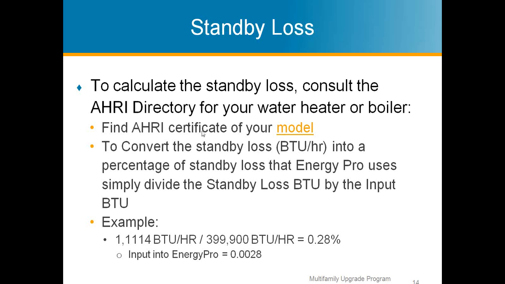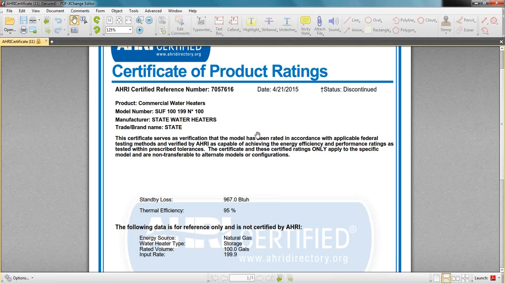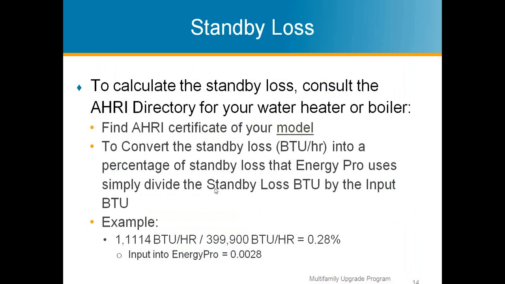That's the first step for pretty much any kind of equipment you're putting into an energy model, but we're talking here about domestic hot water, so you want to make sure you can pull up, this is what a certificate looks like from the HRI website, and if you see here, it gives you a standby loss in BTU, so you need to convert that into a percentage loss for EnergyPro, and I'll show that in a second. But that's a certificate. That's the type of certificate you're looking for.